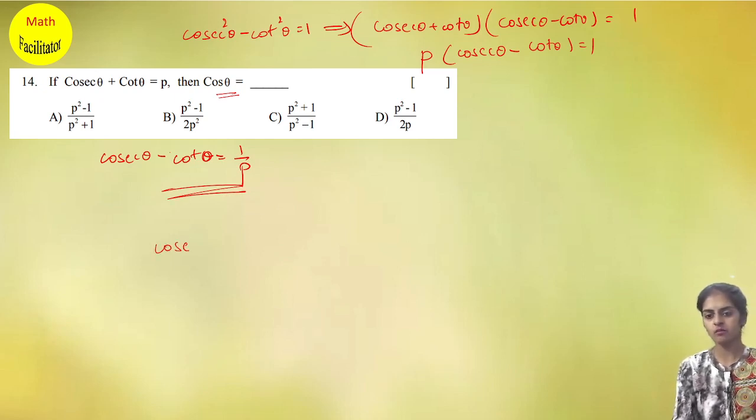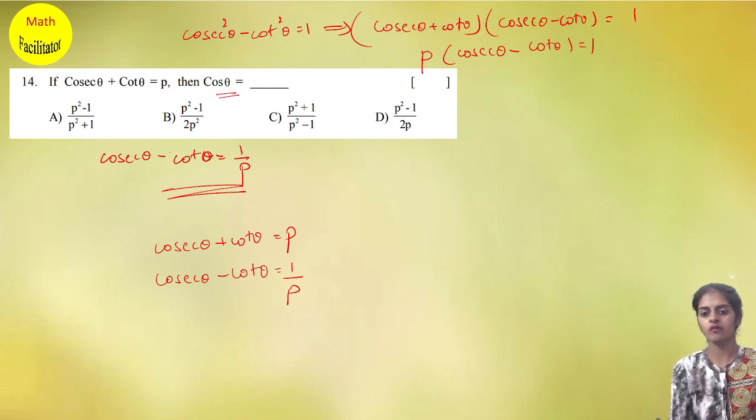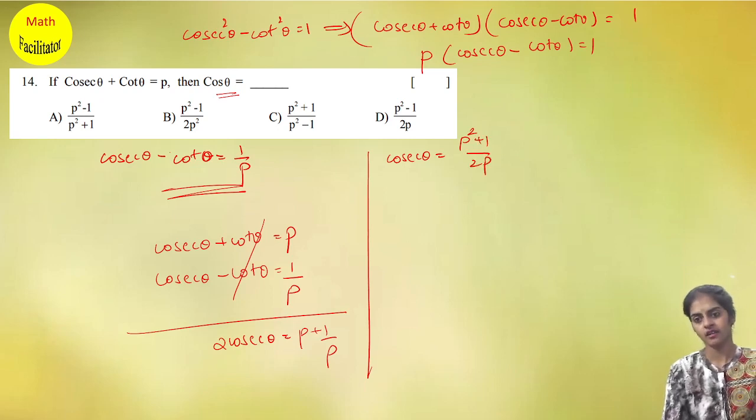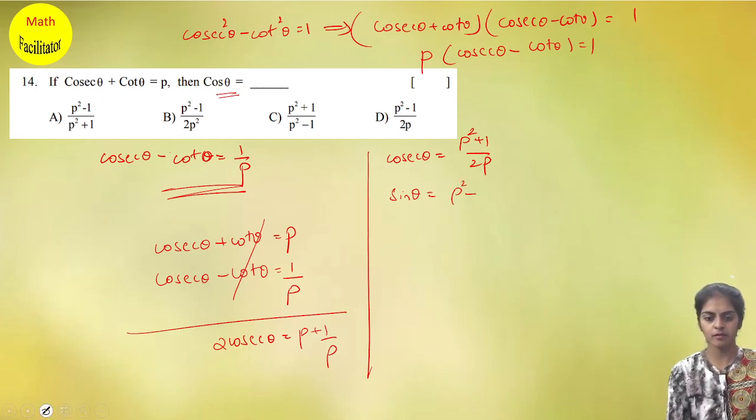Okay. Now we need to solve both. Cosecant theta plus cot theta is P, and cosecant theta minus cot theta is 1 by P. Which value do I want? I want the cos theta value. So here I have no option, I am just cancelling cot theta. So 2 cosecant theta equals P plus 1 by P, or I can simply write cosecant theta is nothing but (P square plus 1) by 2P. Okay, what is sin theta then? Sin theta will be the reciprocal of this, which is 2P by (P square plus 1).